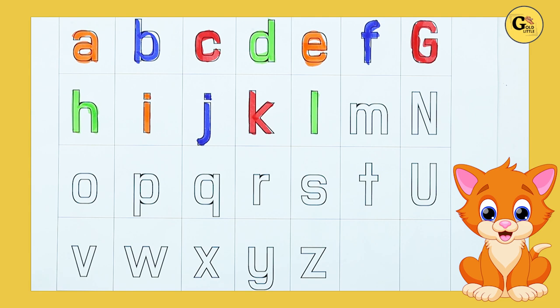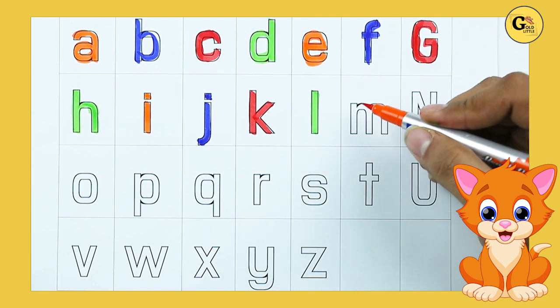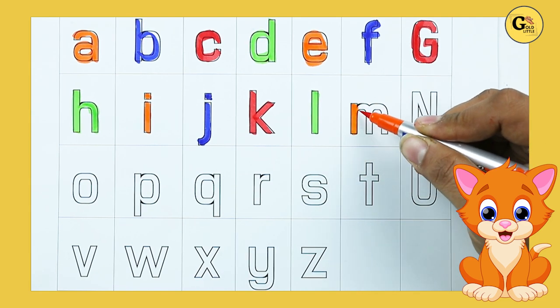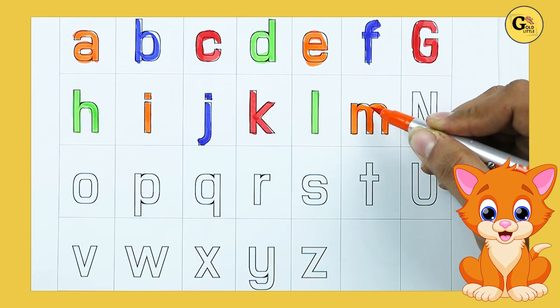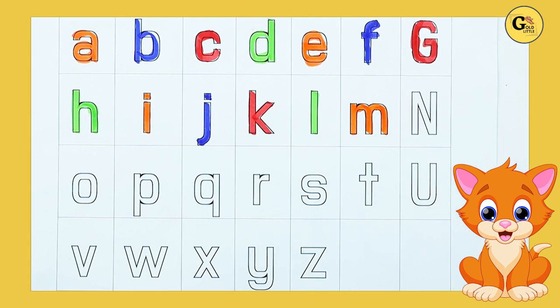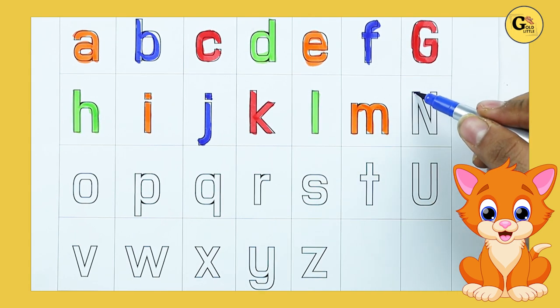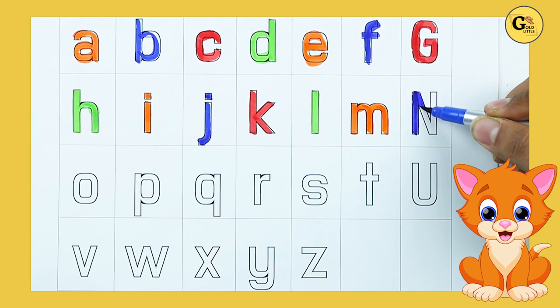L. L for lion. It's L. Small l. M. It's M. M for monkey. N. It's N. N for nest.